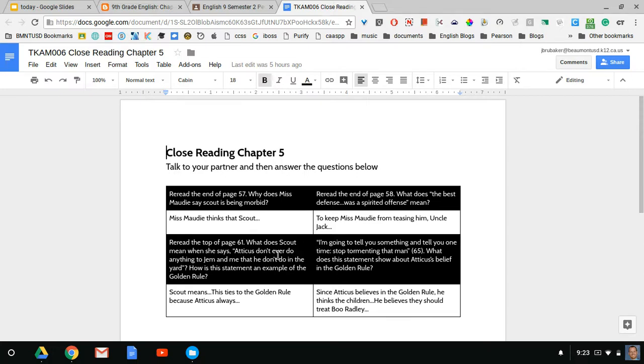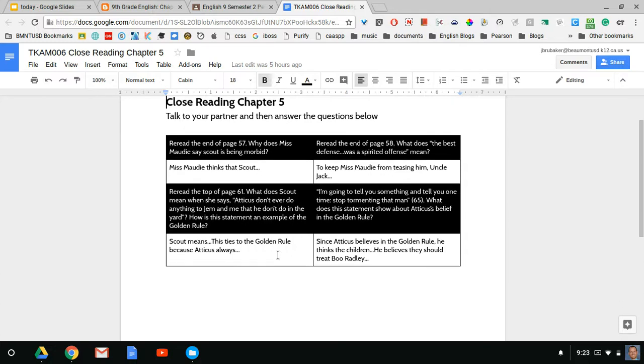Okay, look at the top of page 61. On the top, Scout says that Atticus doesn't ever do anything to Jem and me that he don't do in the yard. How is this statement an example of the golden rule? So Scout is referring to that there's nothing he would do inside the house that he wouldn't do out in front of everybody.